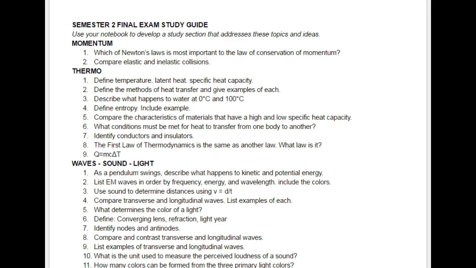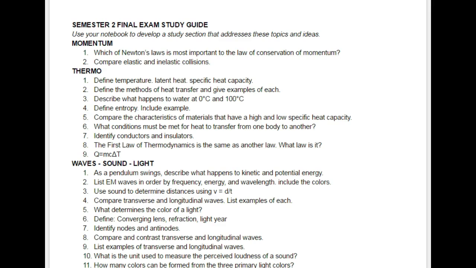Number 6, what conditions must be met for heat to transfer from one body to another? They cannot be in equilibrium. They have to be different temperatures. Remember, heat always goes from hot to cold, never the other direction. That's why it takes work to make air conditioners work.